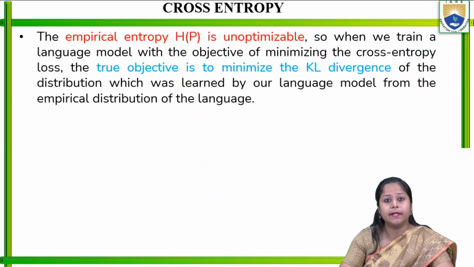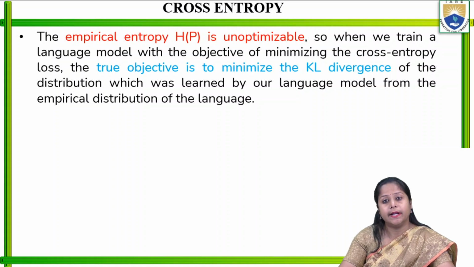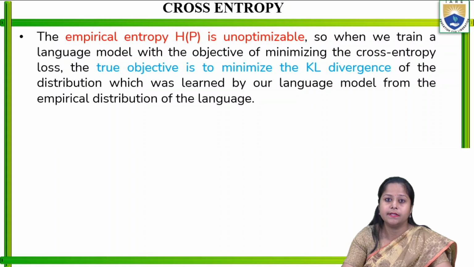The empirical entropy, capital H of P, is unoptimizable. So when we train a language model with the objective of minimizing the cross entropy loss, that gives us the true objective of minimizing the KL divergence between the distribution learned by our language model and the empirical distribution of the language. So that is how perplexity, entropy and cross entropy work in different language models, how they evaluate them, how they depend on probability, and how they work in real-world applications.